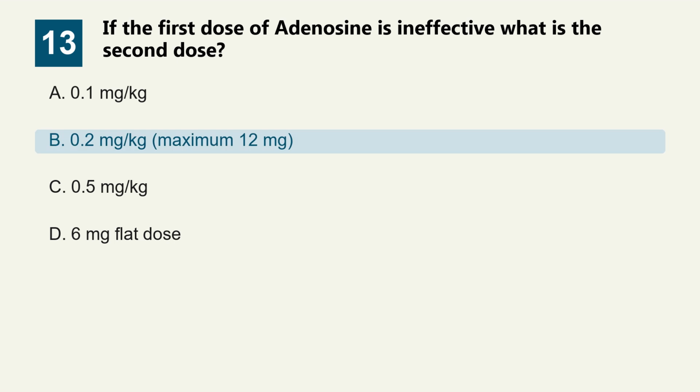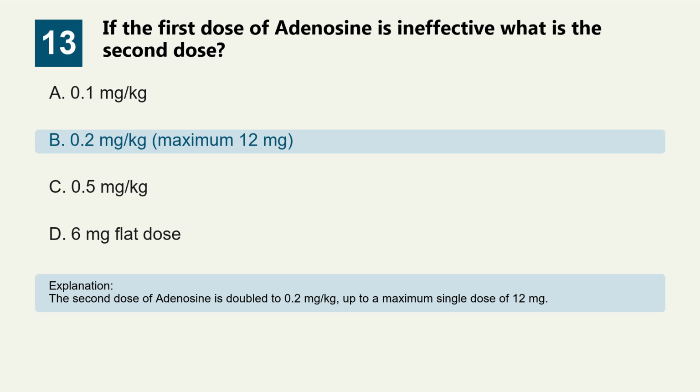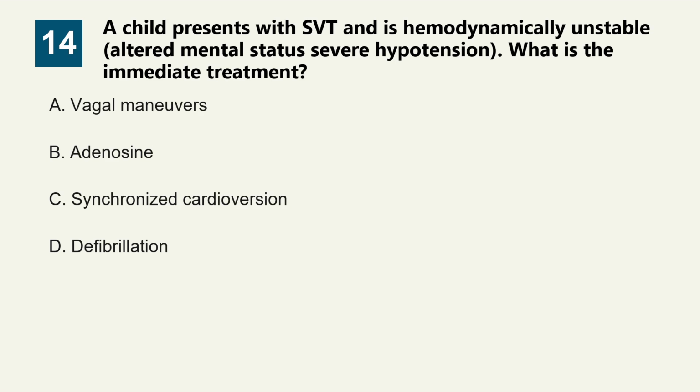The correct answer is option B, 0.2 mg per kilogram, maximum 12 mg. The second dose of adenosine is doubled to 0.2 mg per kilogram, up to a maximum single dose of 12 mg.